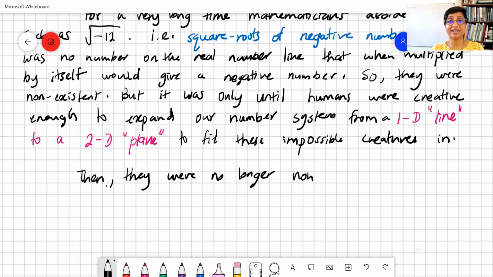So when we draw the vector, you see the size, you see where it is. When it's just a point, I don't know whether you see the difference. Okay, so let's continue this. Then they were no longer non-existent.